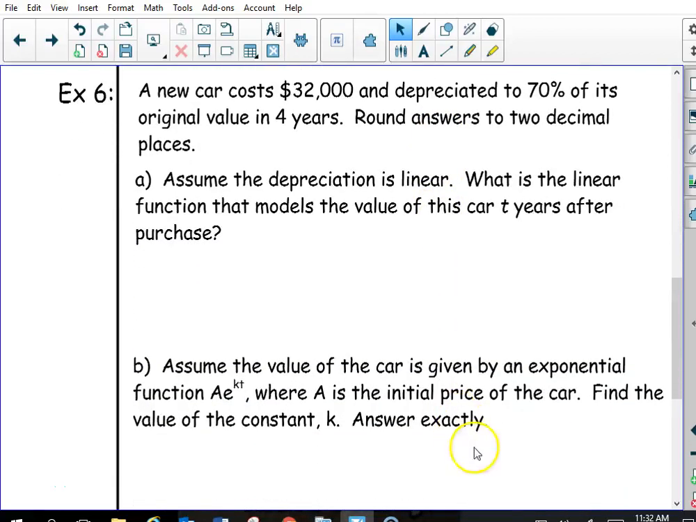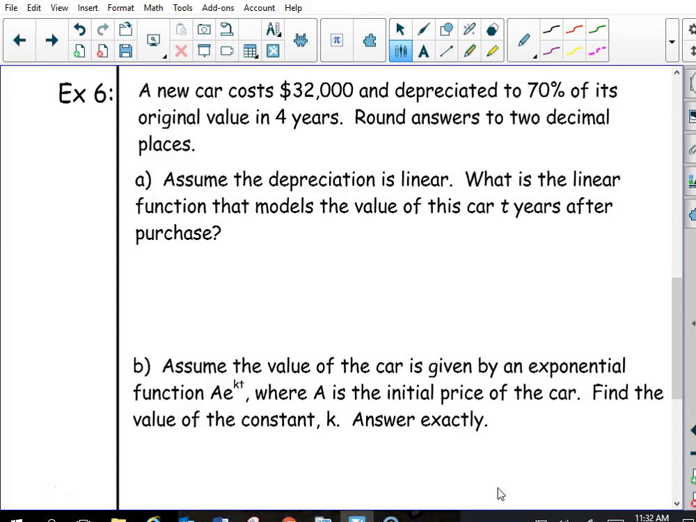Okay, this is a problem real similar to the last problem on the quiz, which basically gives us a new car cost of $32,000, and it depreciates to 70% of its original value in 4 years. And all of this, we're going to round our answers to 2 decimal places. So assume that depreciation is linear. What is the linear function that models the value of the car t years after purchase?